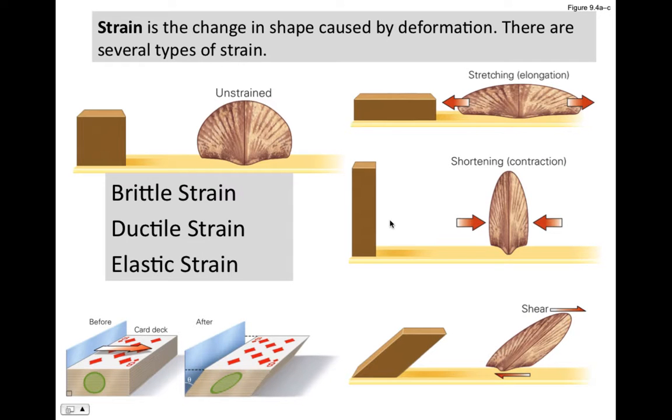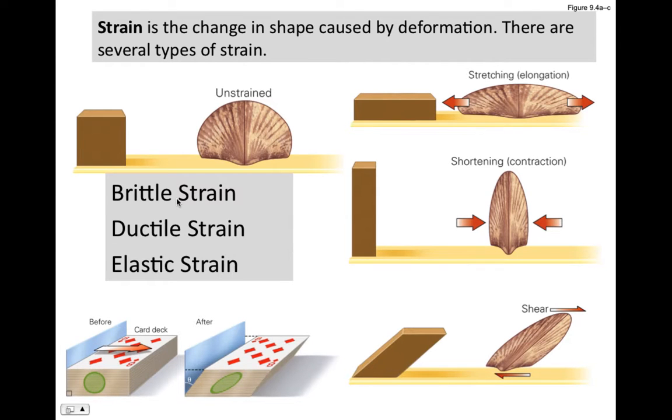Now, more on strain. Strain is a change in shape caused by deformation. And there are several types of strain. There's three fundamental types: brittle strain, ductile strain, and elastic strain. We've already talked about elastic strain, dealing with material snapping back to original shape after the stress has been relieved, right? For example, in the elastic rebound theory. In this chapter, we mostly are going to deal with the brittle and the ductile strain.